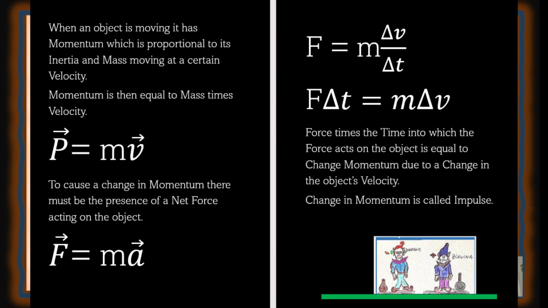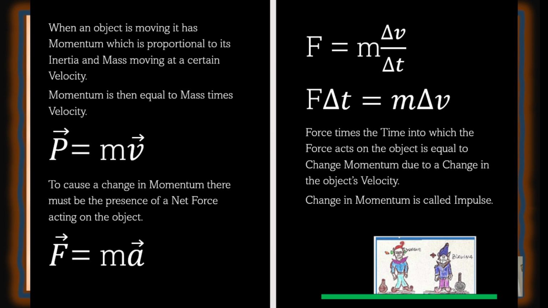Force equals mass times change in velocity over change in time. If you bring the change in time and multiply with F, you get F dt equals m dv. Force times the time over which the force acts on the object is equal to the change in momentum due to a change in the object's velocity. This is the equation for impulse.